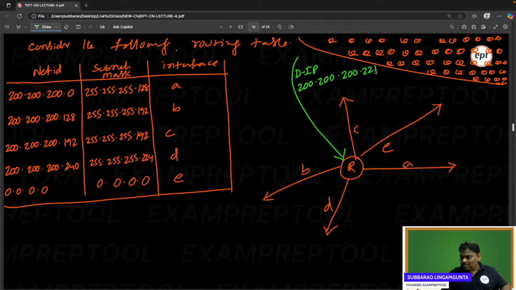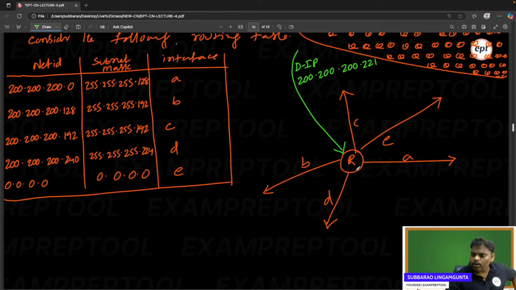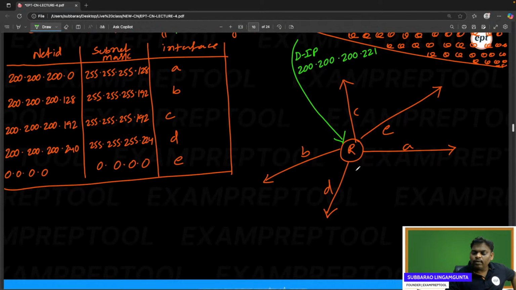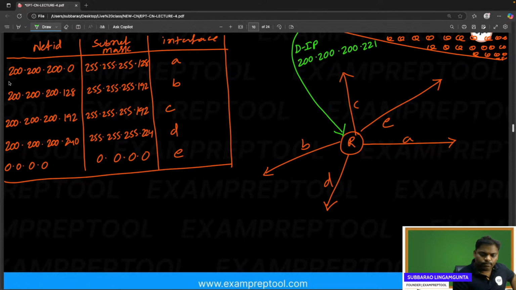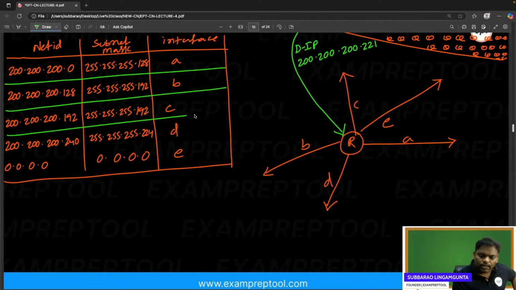So how will it see? Listen everyone. There is one packet with the destination address 200.200.200.221. So this router will look at the routing table and accordingly take the action. Now see what happened. The router will go to the routing table's first row.